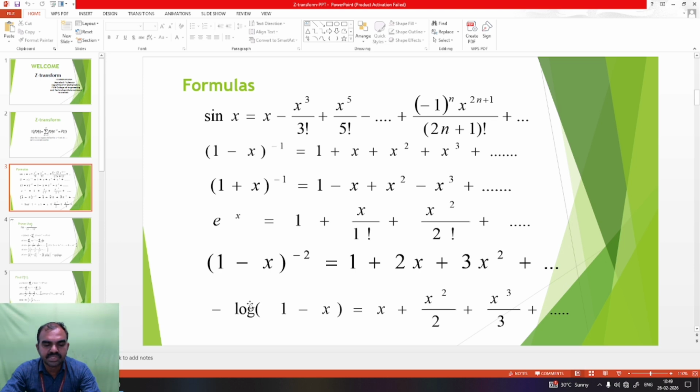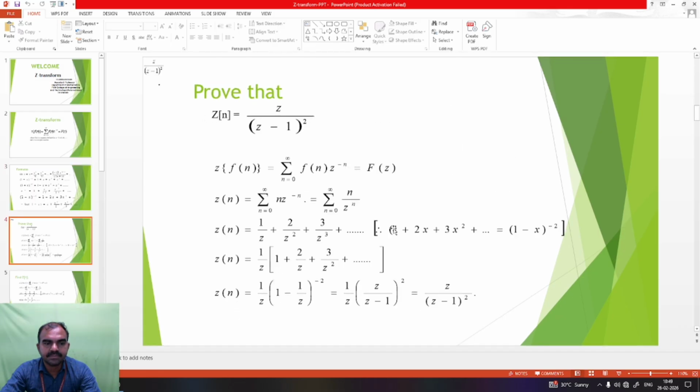Next, the logarithmic function: minus log of 1 minus x is x plus x square by 2 plus x cube by 3, and so on. So these are some basic formulas you need to solve problems. Next, let's see the problem.